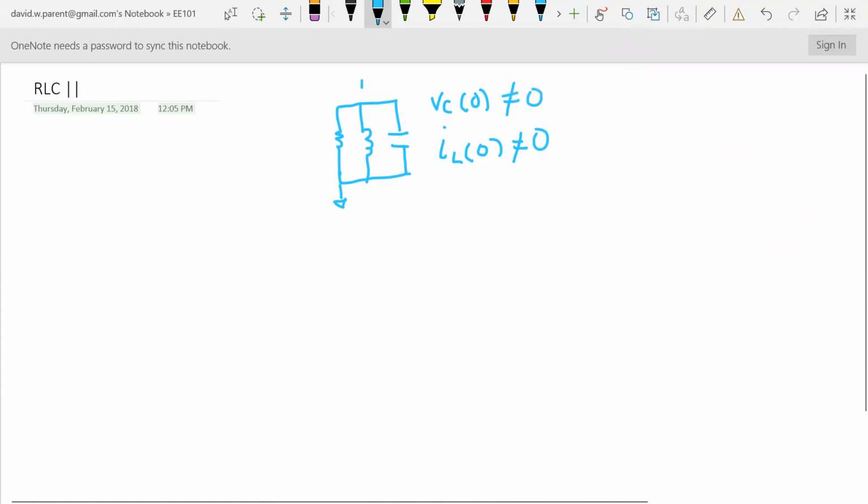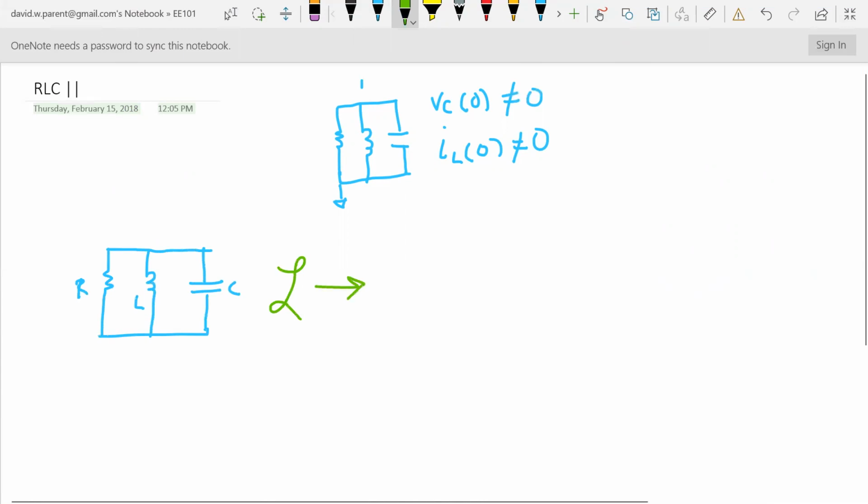Now, I guess it's possible I could do a mesh here and a mesh here, but I think it's a lot easier with nodal and with taking the Laplace transform of the elements. All right. So I'm just going to redraw it here. Okay. So we have R, L, and C. And I want to take the Laplace transform of that.